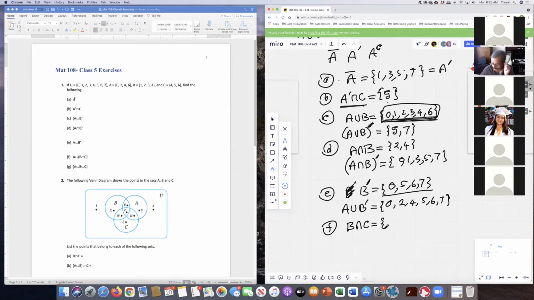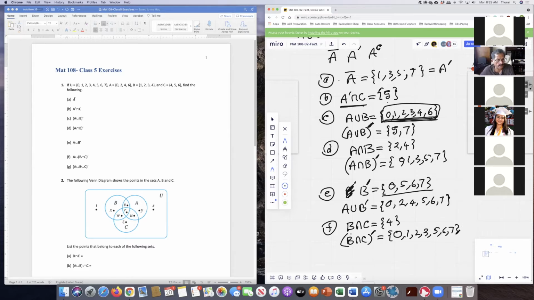Just 4, right. Okay, and next step is to find the complement of that. What are they? 0, 1, 3, skip 4, and then it's 5, 6, 7. Right, right. That's the intersection C prime.